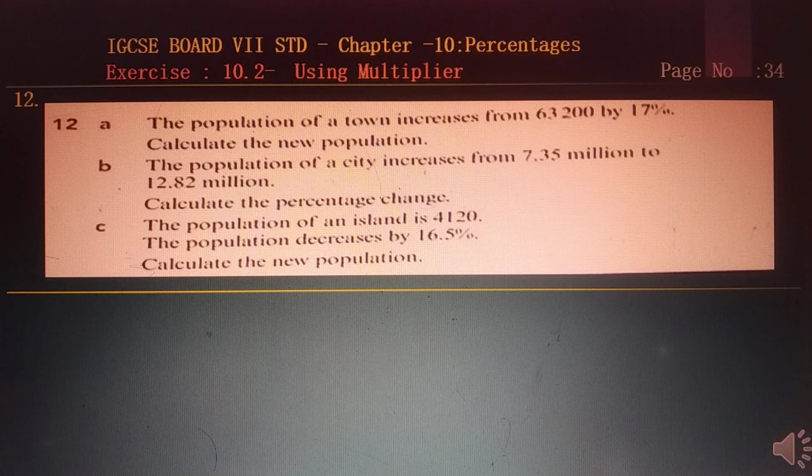Question number 12. A, the population of a town increases from 63,200 by 17%. Calculate the new population. And question number B, the population of a city increases from 7.35 million to 12.82 million. Calculate the percentage change. Question number C, the population of an island is 4,120. The population decreases by 16.5%. Calculate the new population.